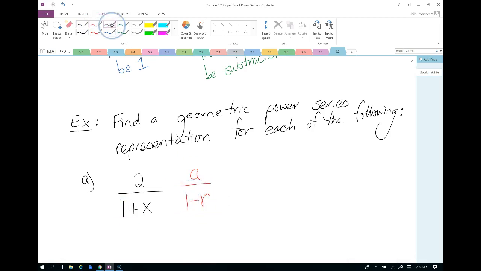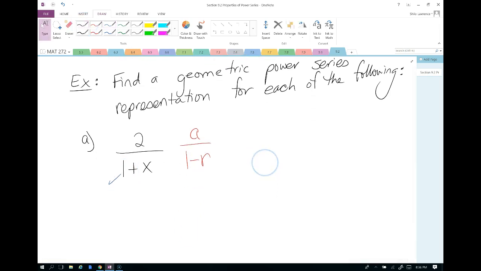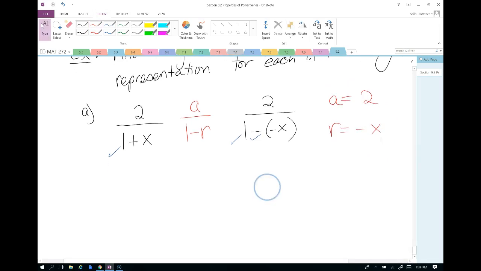We've got to have a 1 in front, and that is accomplished, and we have to have subtraction. So all we really need to do to fix ours is to change it to minus a negative. So we're going to say 2 over 1 minus negative x. So we've got the 1 and we've got the subtraction. And then we can match them up and say, well, a must be 2 and r must be negative x. And then we can throw these guys into a geometric series. So the sum from 0 to infinity of a times your r to the k.